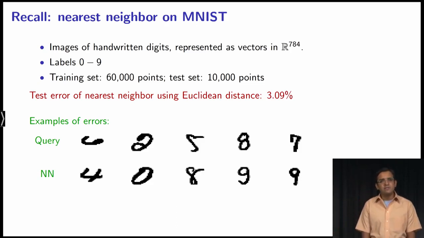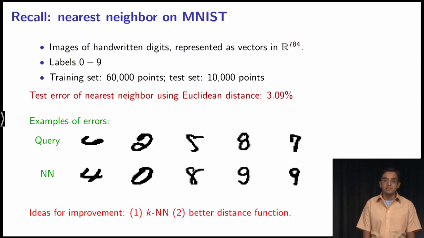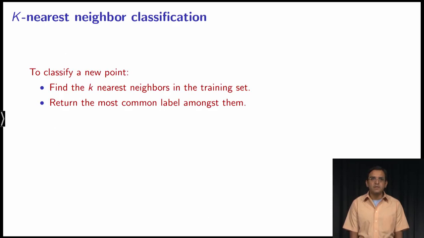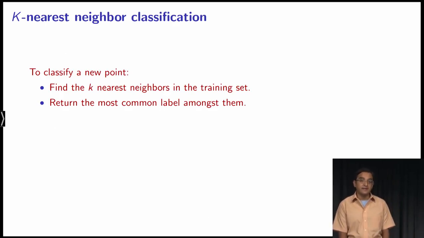How can we improve its performance even further? Let's look at two standard ways of doing this. The first is to move to k nearest neighbors, and the second is to look for better distance functions. So, k nearest neighbor classification. This is a very simple idea.